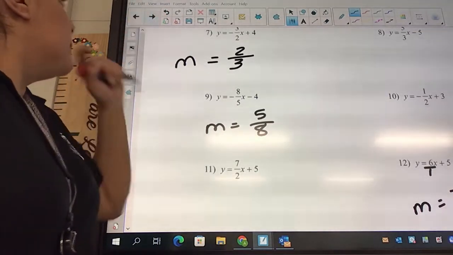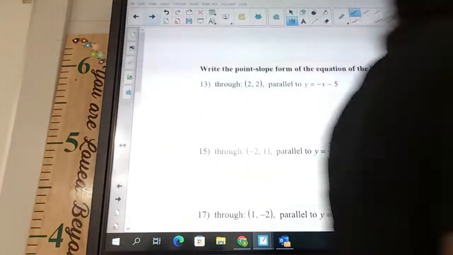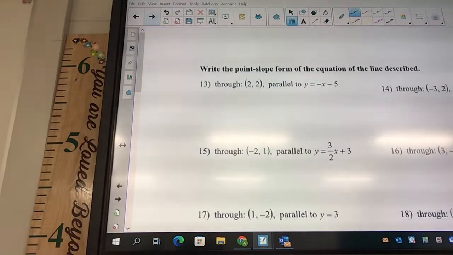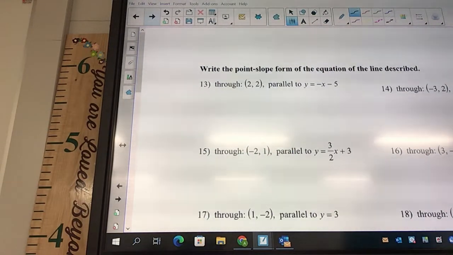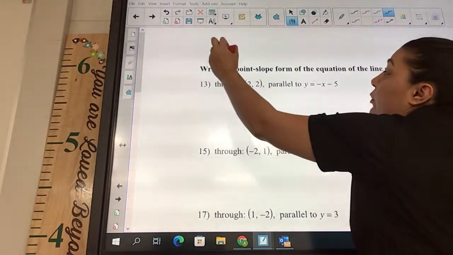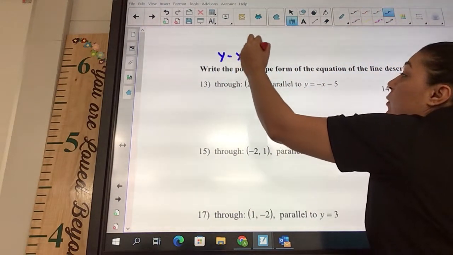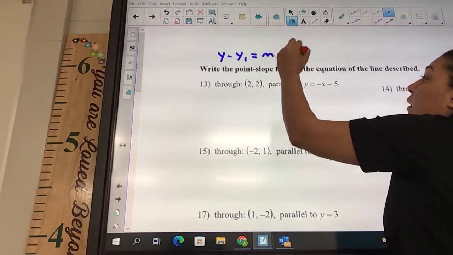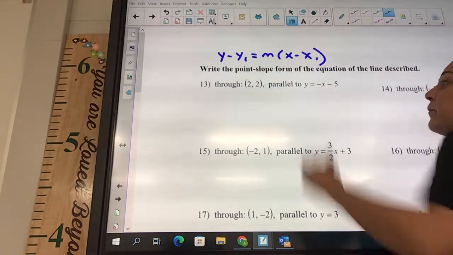Okay, flip your page. This next part says write the point slope form. What is the point slope equation? Here is your point slope form: y minus y1 equals m(x minus x1).